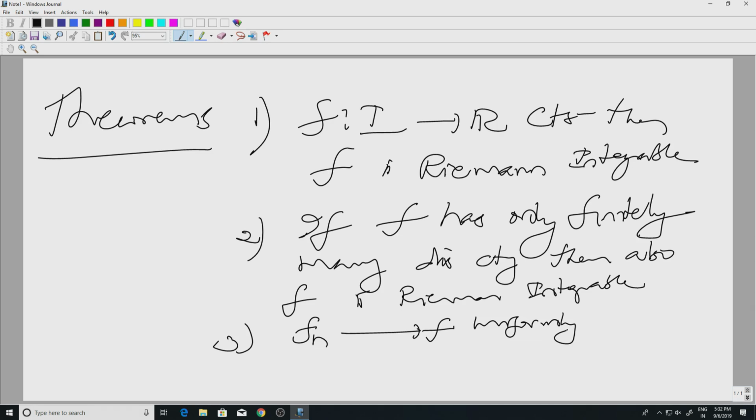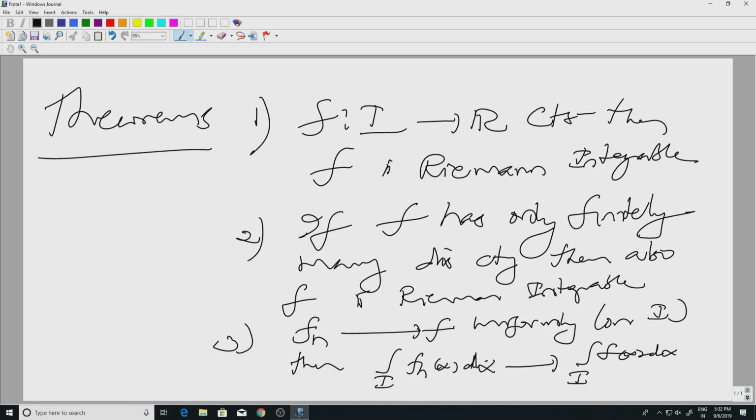on the interval I, then their integrals also will converge to the integral of f(x) dx. So, notice that we are interchanging the limits and integrals here. And the fourth one is the fundamental theorem of calculus.